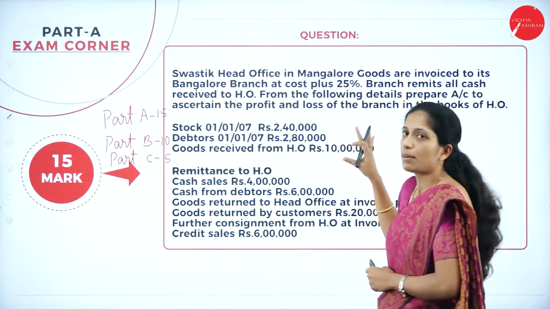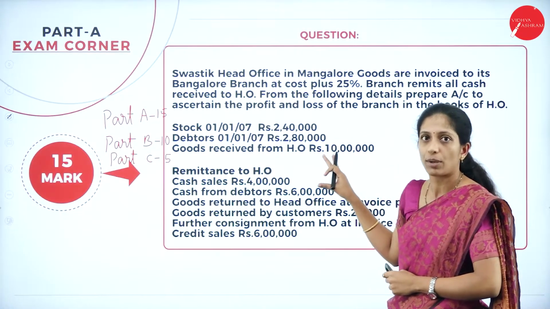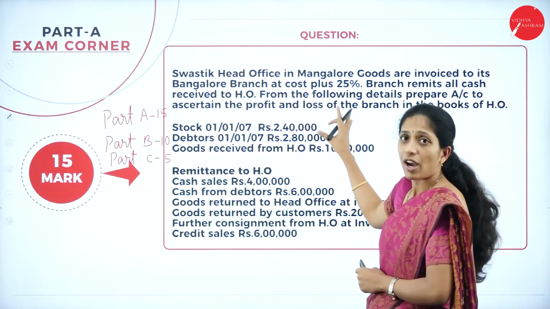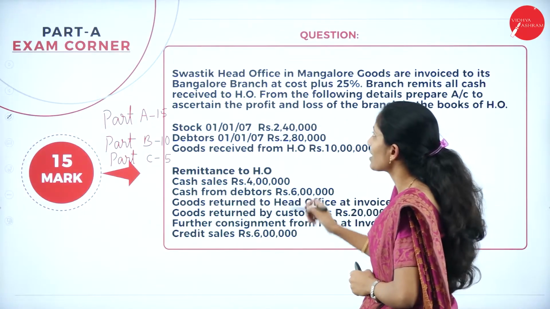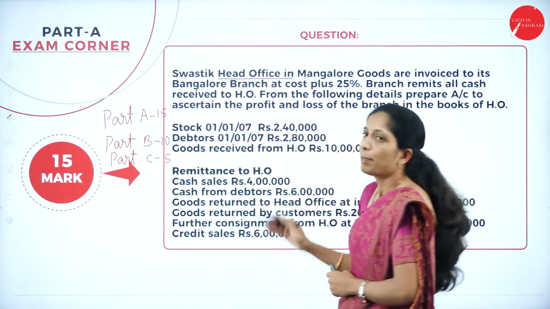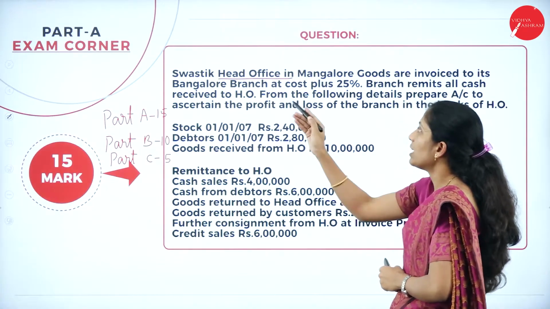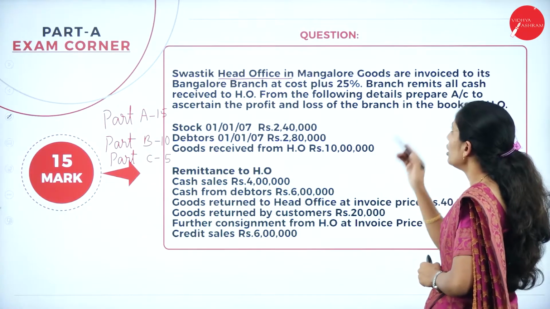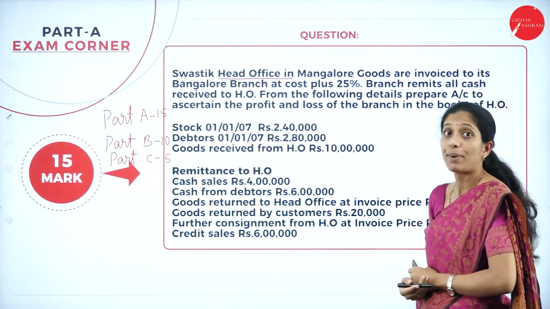Now this is a 15 marks question which was asked in your question paper. Hope you have gone through the problem here. This is relating to the branch account. Now, go through the problem here. Swastik head office in Mangalore. Goods are invoiced to its Bangalore branch.